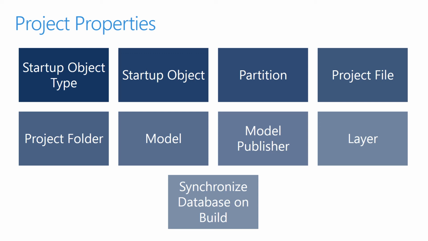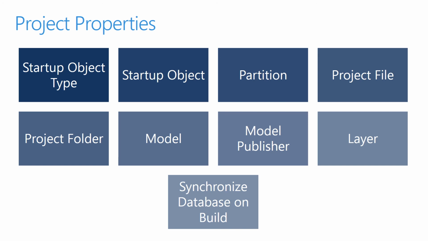The project file property identifies the name of the file that contains information about the project. The project folder property specifies the location of the project files in the file system. The model property identifies the model that the project is associated with. This property is particularly important because the project must be associated with only one model, and all elements in the project must belong to the same selected model.